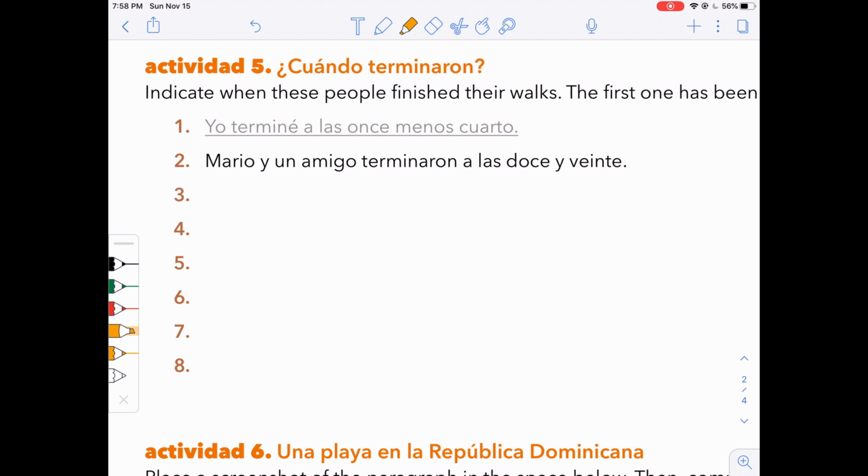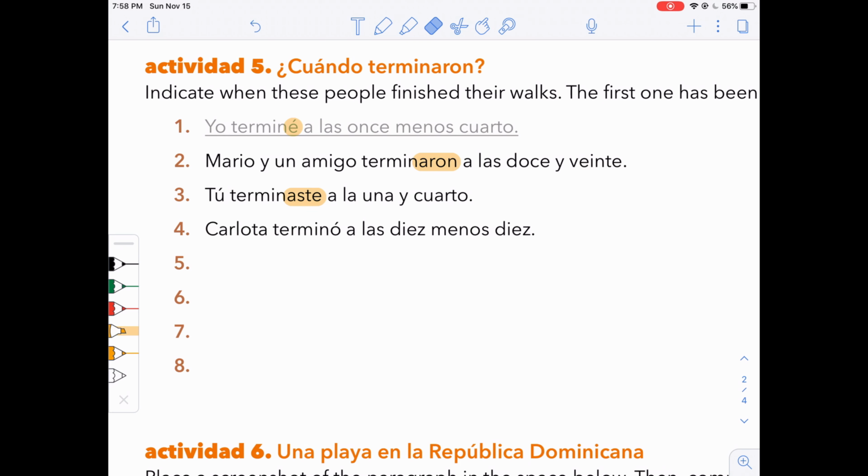Mario y un amigo, that's 2 people, so that's ellos terminaron. Just like yo terminé, ellos terminaron. And then at 1:15, tú terminaste a la 1:15. Number 4, at 9:50, Carlota terminó a las 10 menos 10. Número 5, at 10:10, so instead of 10 minus 10, now we got 10 and 10. We have ustedes terminaron a las 10:10.